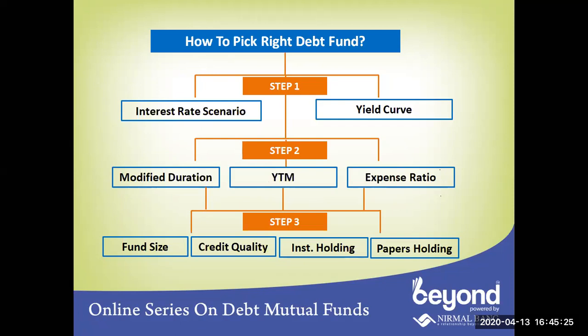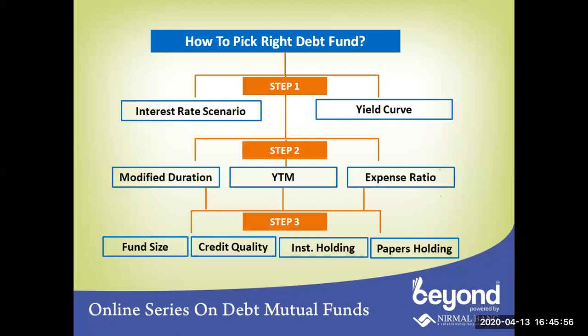So these are the parameters which we look at in the second step. Then in the third step, we do the in-depth analysis, where the fund size and the credit quality are one part. Why we consider fund size, I'll explain to you. The credit quality of the portfolio, then the instrument holdings, where I have explained the different instruments.